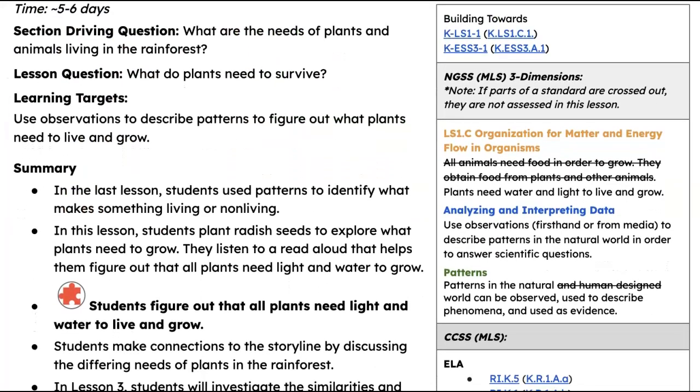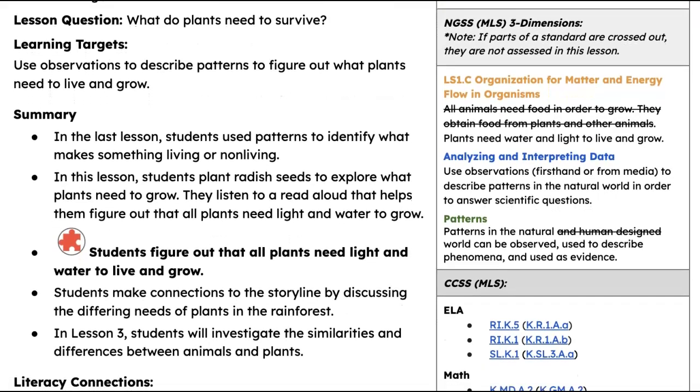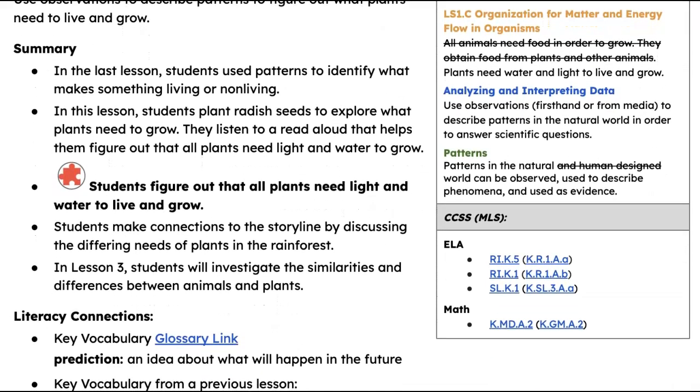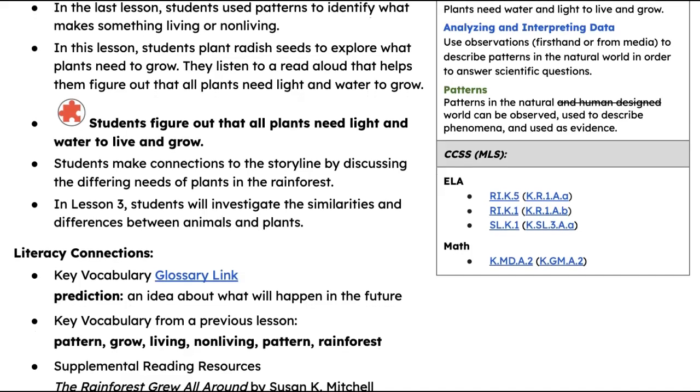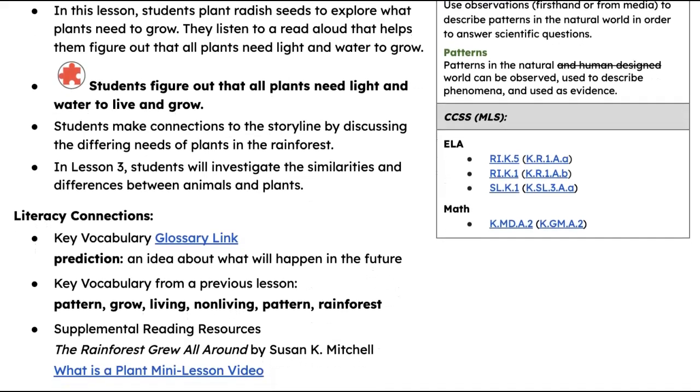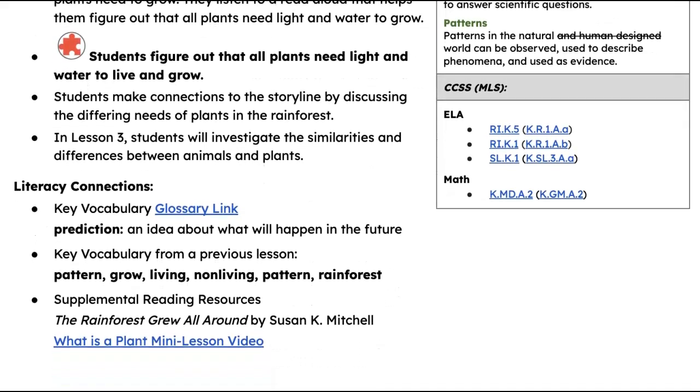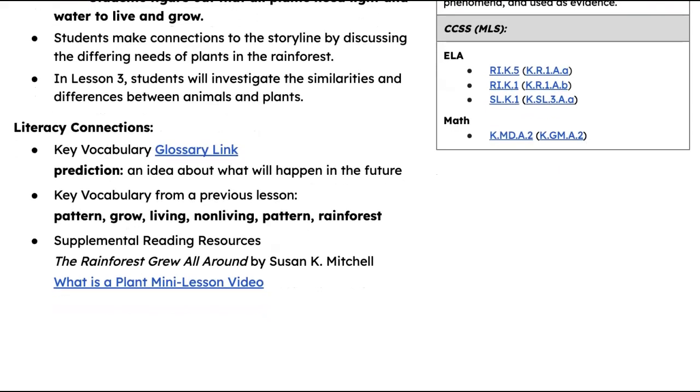There are several opportunities for ELA and math cross-curricular connections throughout the lesson. You can look for specific standard connections in the Unit 1 Teacher Guide. This lesson will take approximately 5 to 6 days to complete.